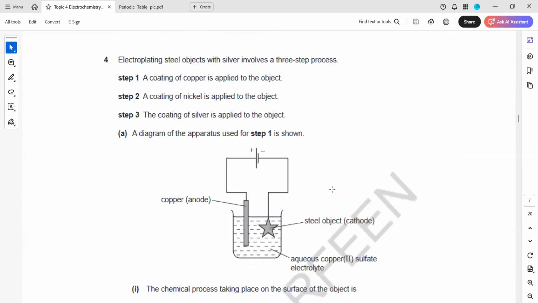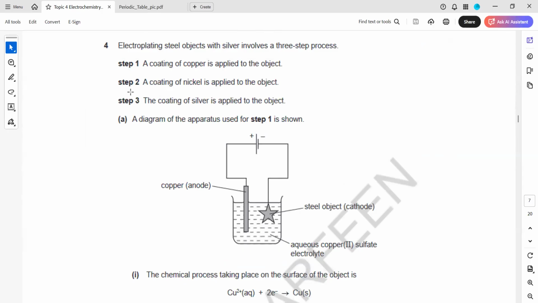When we prepare an insoluble salt by a precipitation reaction, we have a full ionic equation. Okay. This question is related to the electrolysis of copper sulfate solution. Electroplating a steel object with silver involves 3 steps. A coating of copper is applied, then a coating of nickel, and then a coating of silver. We have a copper sulfate solution. So what could be the ions present here?